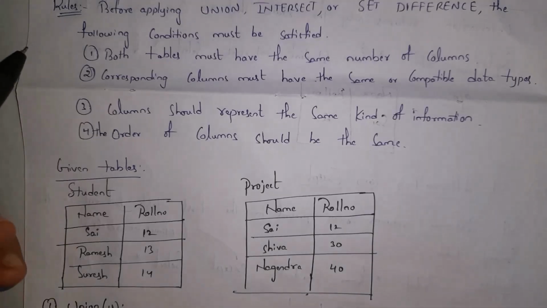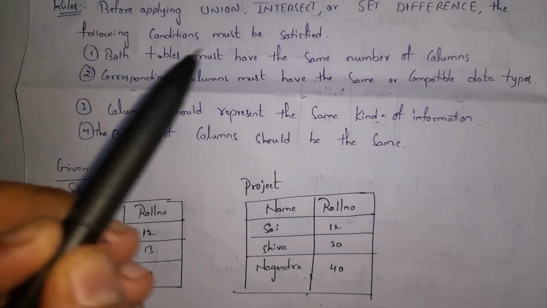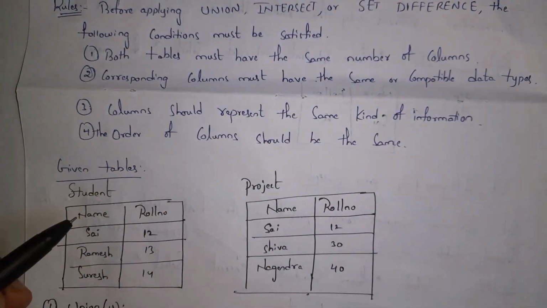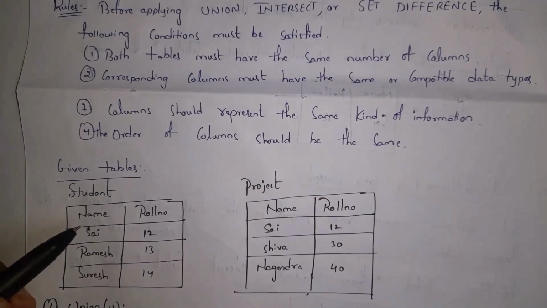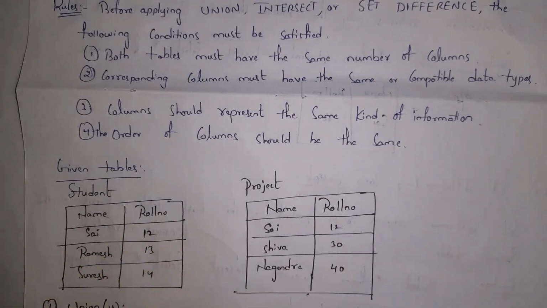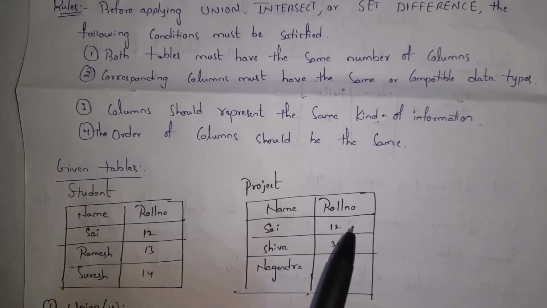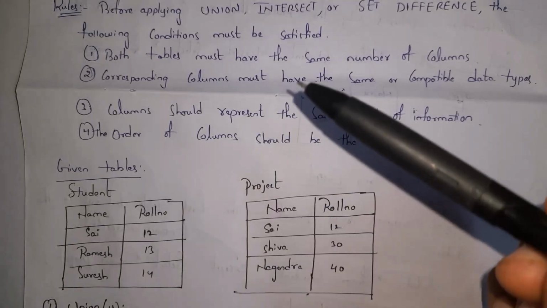The second condition is corresponding columns must have the same or compatible data types. For example, if you consider this column is name, this is varchar data type. And if you consider the project table, in this table there is a name column. This is also varchar type. So both data types are the same. And if you consider the second column, roll number, this is integer type. And here also there is a roll number column, which is integer type. So both columns have the same data type. So the second condition is satisfied.